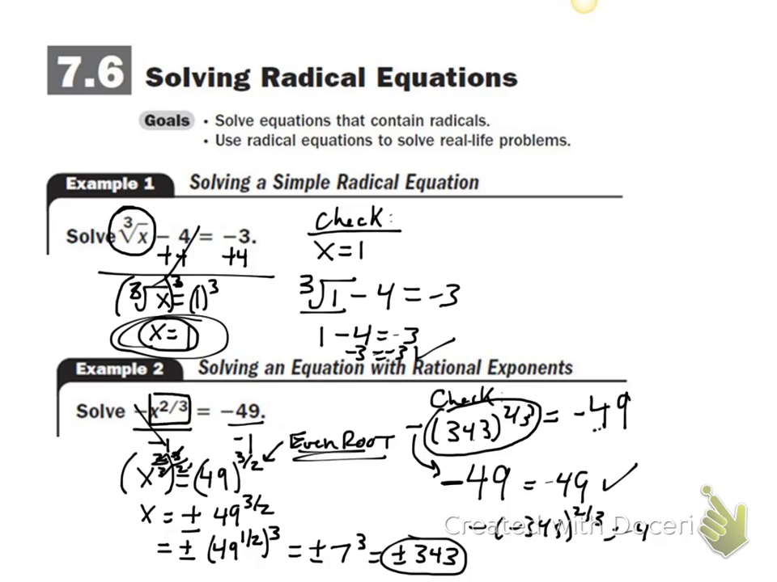If you tried to check negative 343 to the 2/3 equals negative 49, we would also get negative 49. If you type this into your calculator in parentheses, you can cube root negative 343 and get negative 7, and when you square it, you get 49, but the negative in front still keeps it negative 49, and you'd get negative 49 equals negative 49. So our solution here is in fact correct.